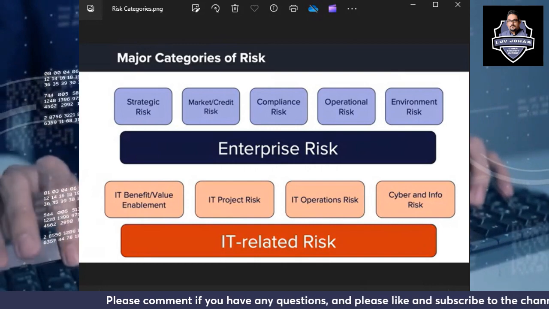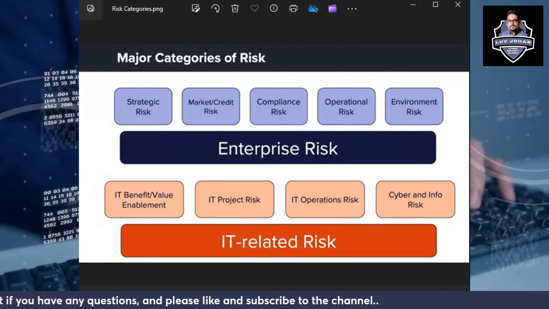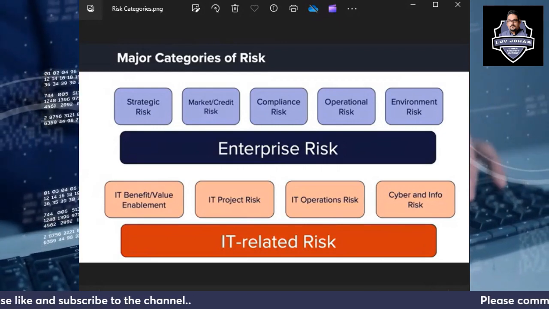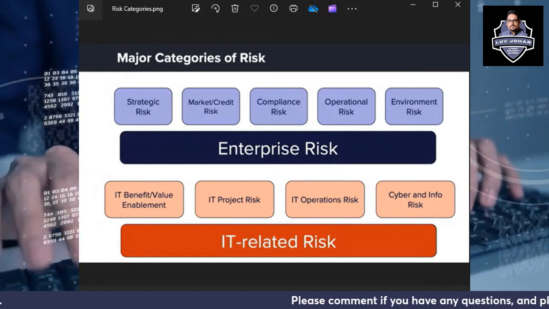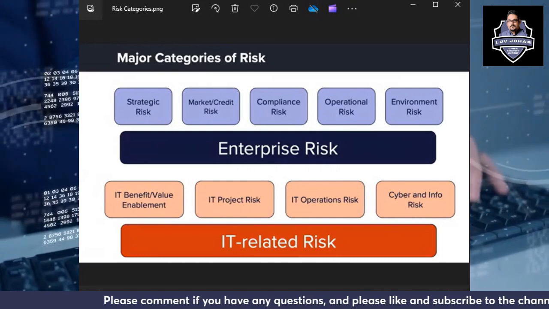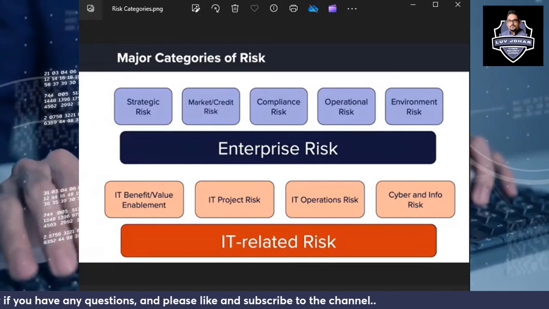IT project risk: all the IT projects that you are having in your organization, are they working fine or not? If not, then again it's IT related risk. IT operations risk: if your infrastructure, IT security, any sort of IT related operations are not working properly, then again it becomes IT operations risk.